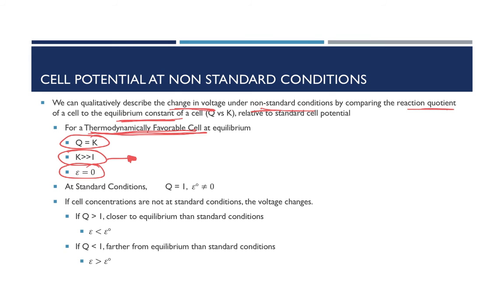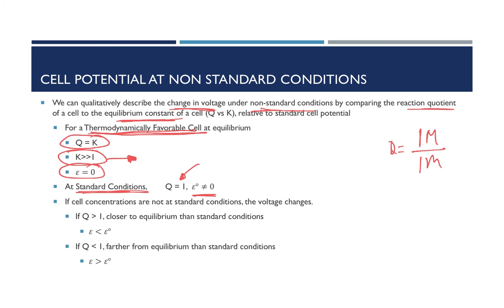Now, if we think about what happens with Q and the voltage at standard conditions, we know that Q is equal to 1 at standard conditions because it's all 1 molars in the Q equation, so it comes out to be 1 at the end. We also know that our standard potentials are not going to be equal to 0. The only one equal to 0 would be the standard hydrogen electrode, the SHE.